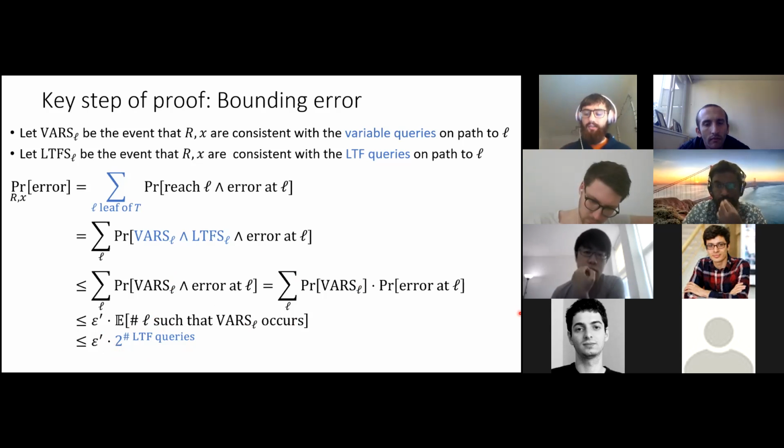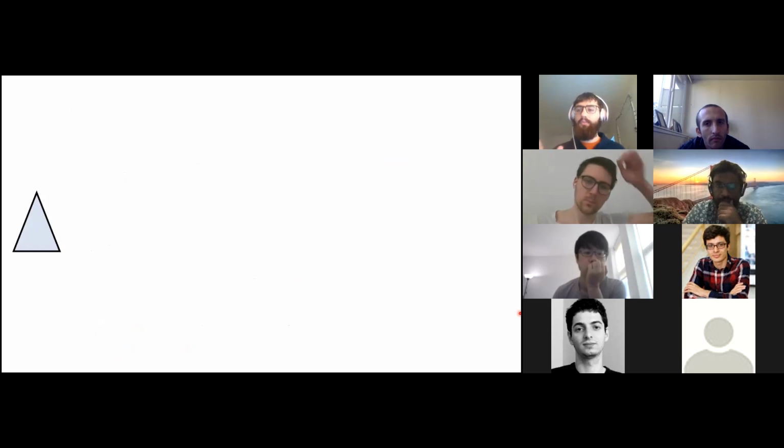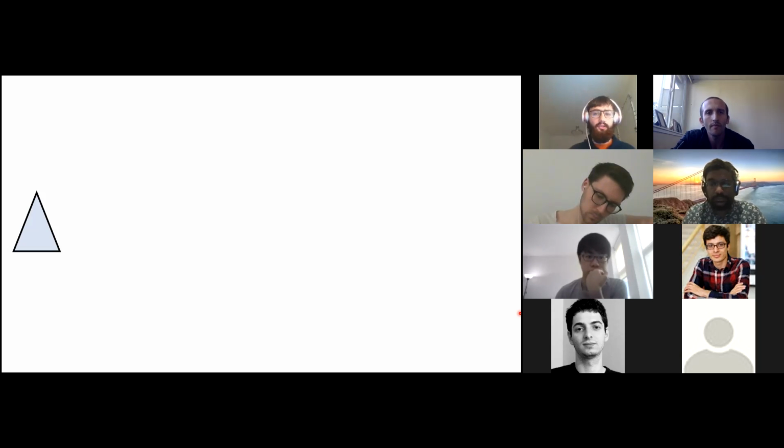All right, so that's all I wanted to say about that. So that's the depth reduction lemma for these LTF decision trees. So now we can iterate the process, because now we have this lemma that applies to these decision trees.